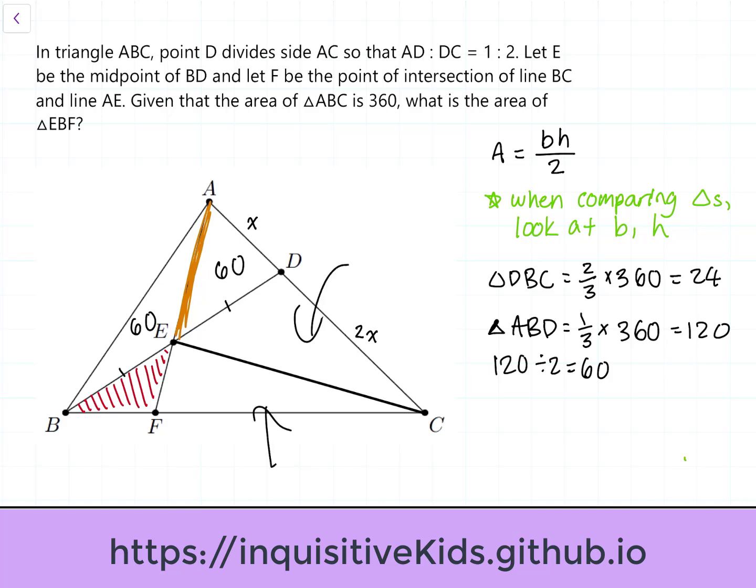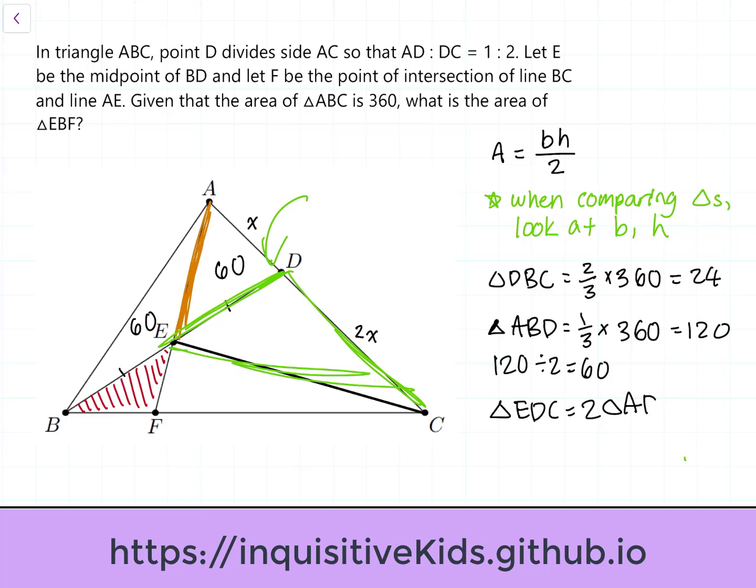these two portions. Well, we can find the area of EDC pretty easily. Why? Because we see that it shares the same side as ADE, right? So they have already the same side. They already have the same height. The only thing that is different about them is their bases. Triangle EDC is exactly 2 times triangle ADE. Therefore, triangle EDC has an area of 2 times 60, which is 120.